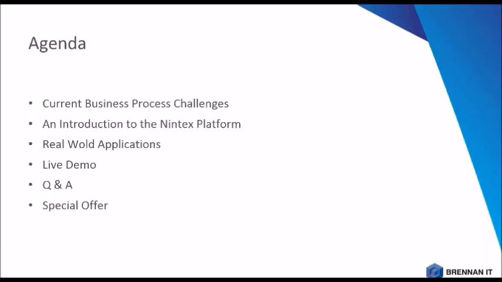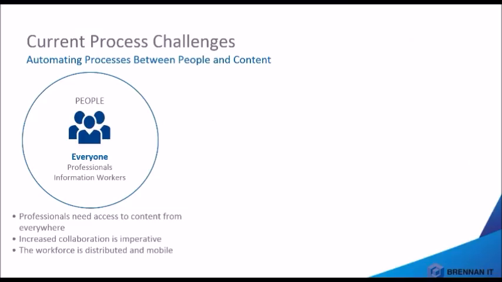So let's dive in. Some of the challenges we see that businesses face as they're trying to automate the processes between people and content is that just about every business has working professionals, information workers, and they're really hungry for access to content. They really need to collaborate to get their jobs done, and more often than not, there's at least some portion of the workforce that is distributed across multiple branches and offices, or actually a mobile, field-based workforce.